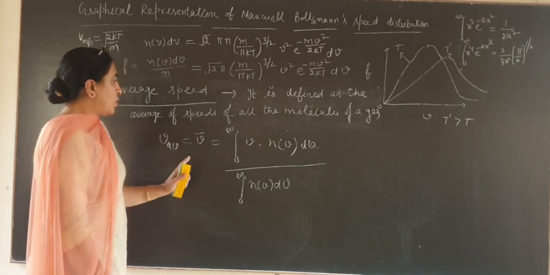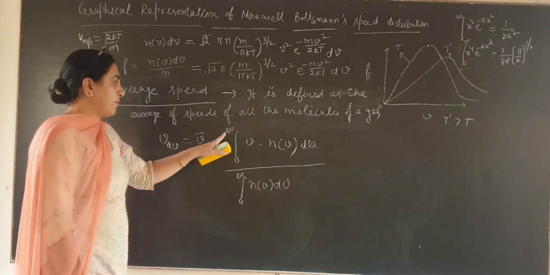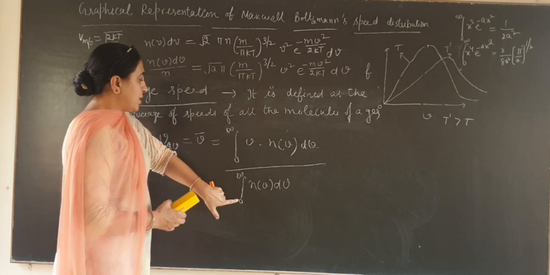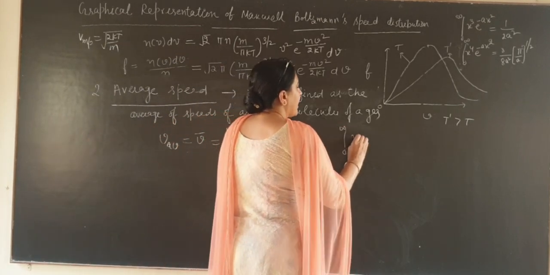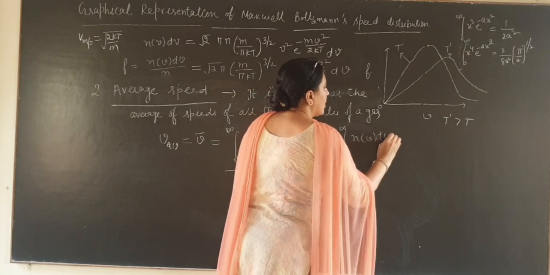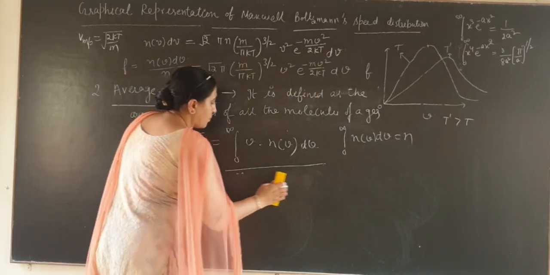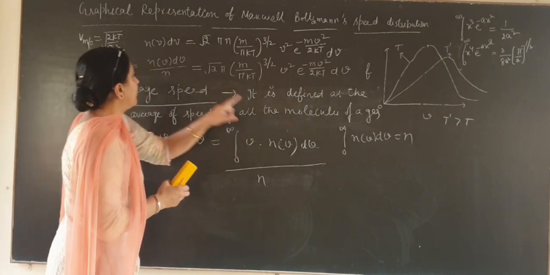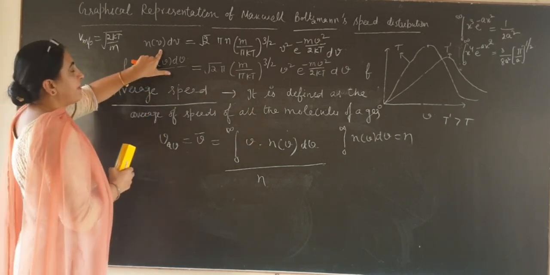Clear? So this is the case when there is a continuous medium. When there is a discrete one, then we take summation. Now what is the integral from 0 to infinity of n(v) dv? That is equal to N. So put here N. Now put the value of n(v) dv.